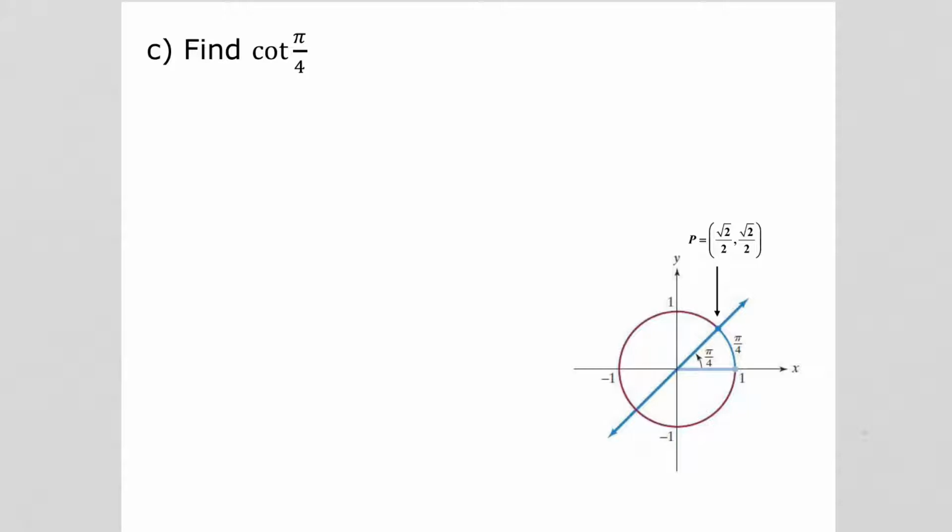And part C asks us to find the cotangent of pi over 4. Cotangent is x over y. So that's the square root of 2 over 2 divided by the square root of 2 over 2. Guess what? That's just 1.